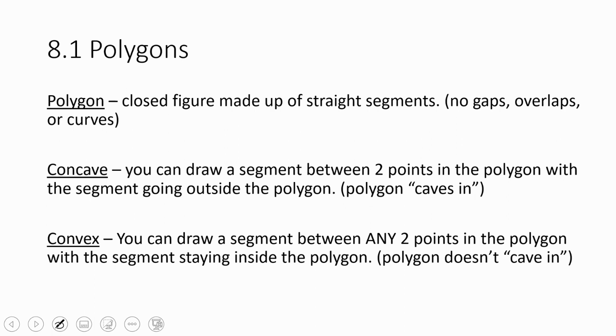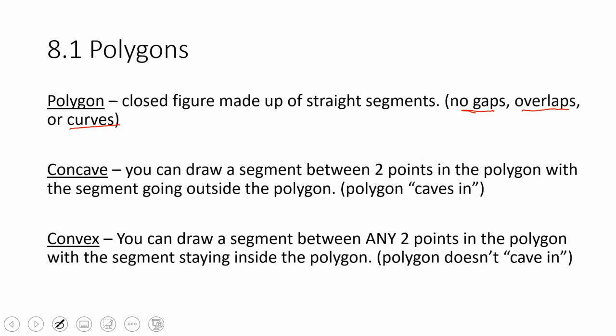All right, so with polygons, a polygon is a closed figure. What it means by a closed figure is that there's no open spaces. It means all the lines connect, and it's made up of straight segments. So there's no curved lines. The way I use to explain this: there are no gaps, overlaps, or curves. Those are the three things you have to check.